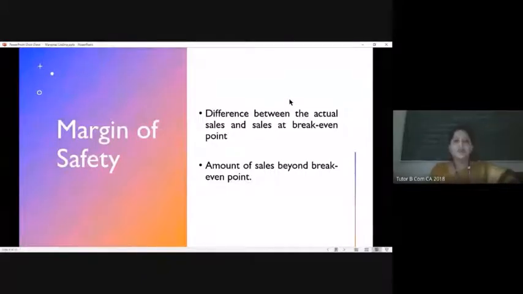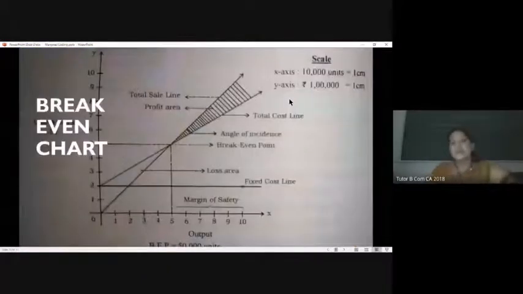Now, this is the graphical representation. This is actually the total cost line. You can see the fixed cost. It's very important. We really have to learn how to prepare a graph based on figures. We will also have to learn how to compute break-even point or margin of safety using a formula. Both these methods we need to learn.